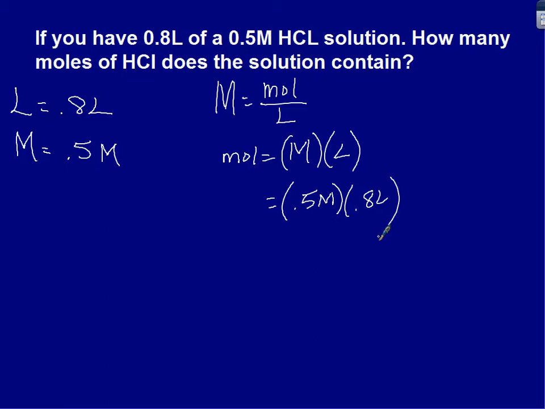0.5 times 0.8 equals 0.4. 0.4 what? Moles. Moles of HCl. In the immortal words of Charles Miller, simple, simple, simple. Any questions so far?